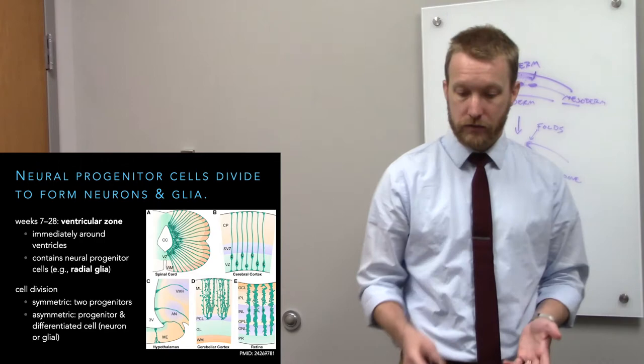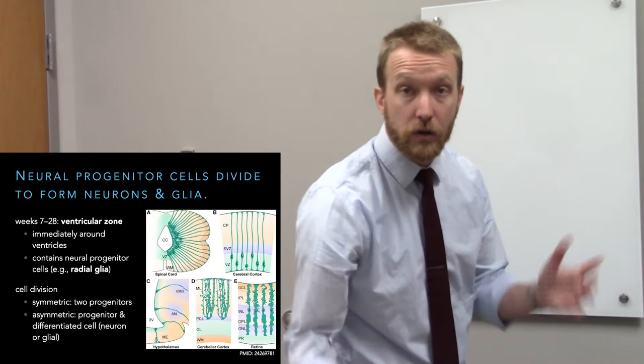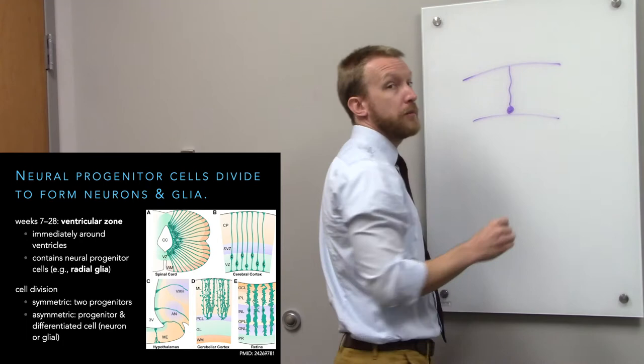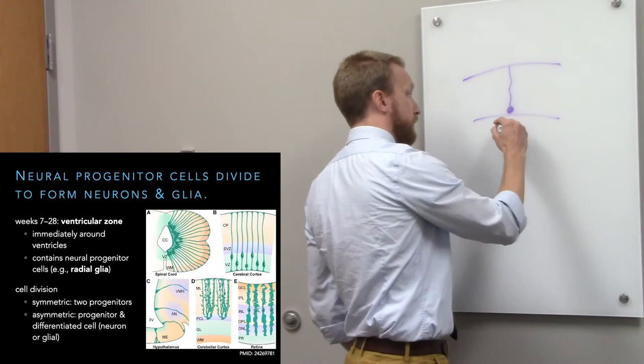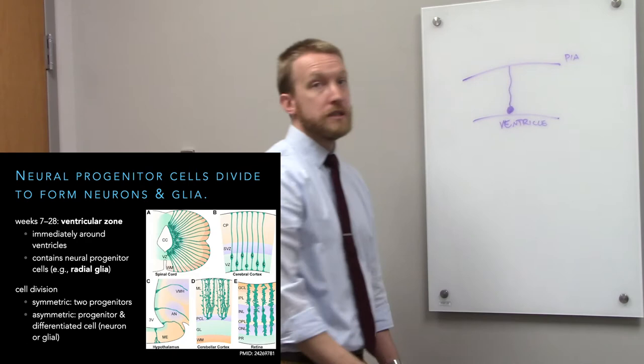Now these progenitor cells, in most areas, span from bottom to top and create essentially a road for newborn neurons to crawl on. So if we consider our cortex, they'll extend a fiber called the radial glial fiber from bottom to top. So here's my ventricle. Let's say it's a lateral ventricle and we're up in the cerebral cortex. And this is the surface. This is where the pia will be someday.